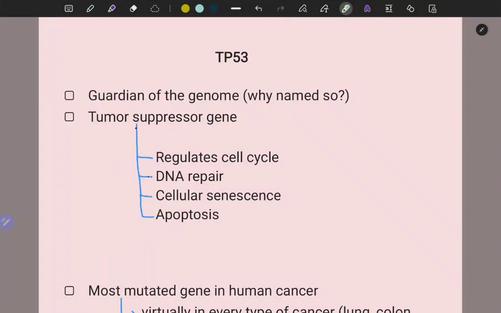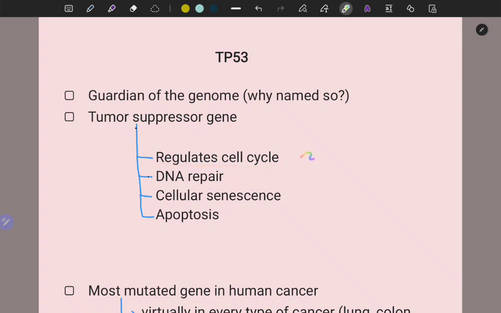Today we're going to talk about TP53. It is a tumor suppressor gene. It is also known as guardian of the genome, and why it is named so, we'll get our answer at the end of this video. There are different functions of TP53, such as it regulates the cell cycle.